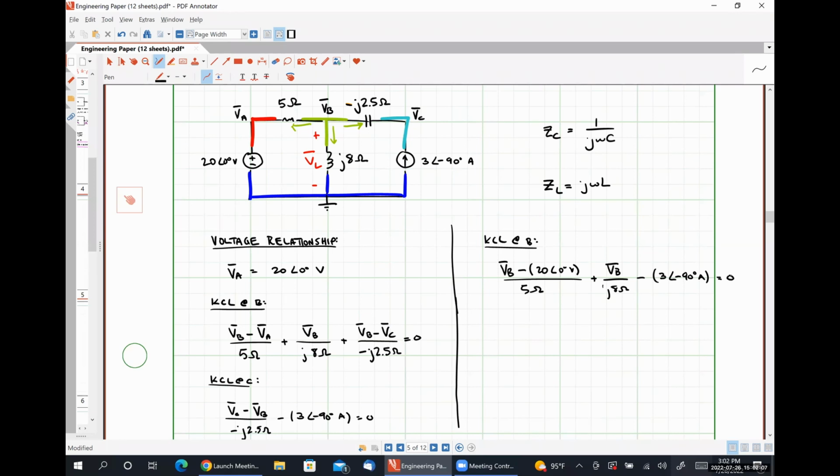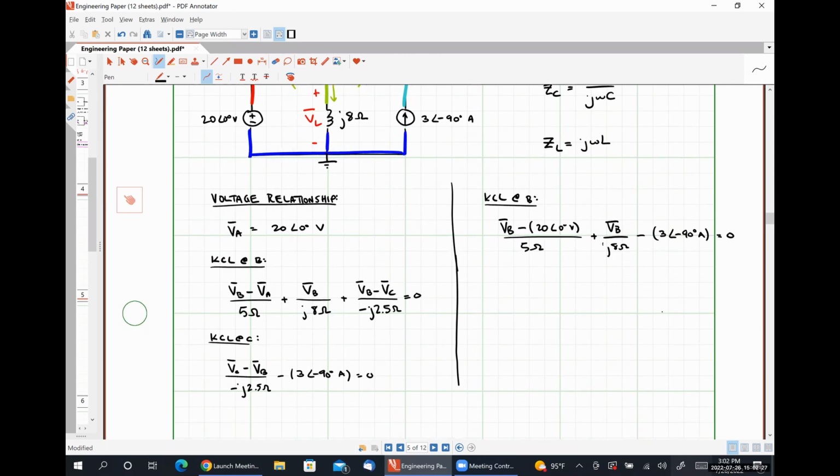So I've done nodal analysis here, but I've put in those useful pieces of information, which have allowed me to write an equation that has only one unknown quantity. And I can easily solve this using algebra, right? So for instance, I can factor out VB. So I will have 1 over 5 ohms plus 1 over j8 ohms. And then I'm going to move my constant terms to the right-hand side. So this is going to look like 20 angle 0 degrees volts over 5 ohms plus 3 angle minus 90 degrees amps.